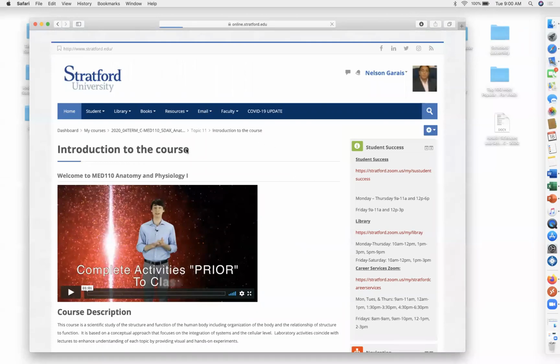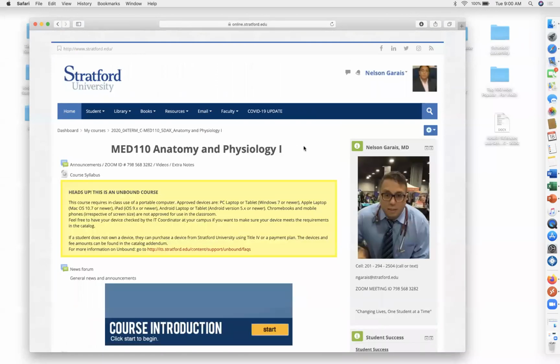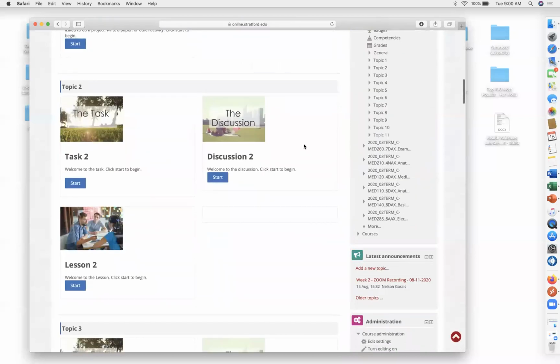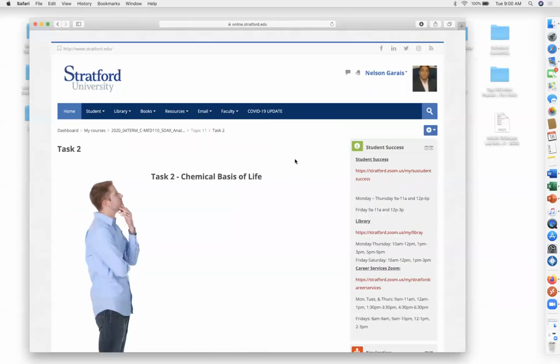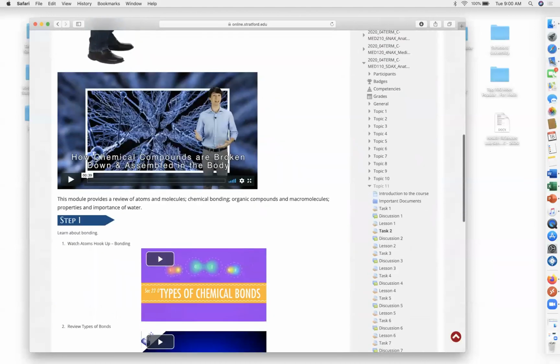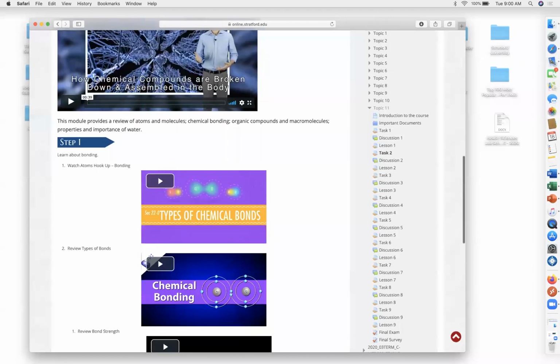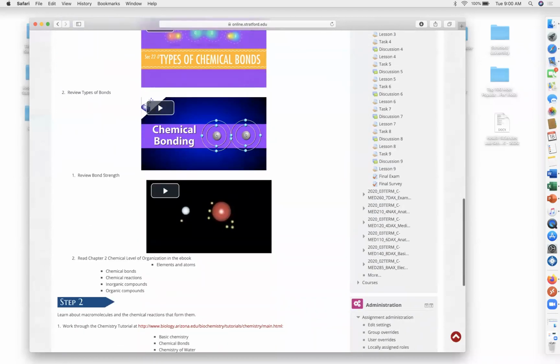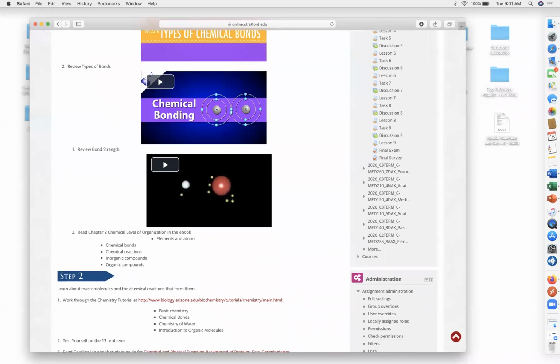Just as a recap from last week, what is due today? Task 2, discussion 2, lesson 2. We're going over the basis of life, all the bits and parts of which make us us. And we went over chemical bonds, the different kinds of chemical bonds. Go over that PowerPoint. It has some nice pics in there. The videos are also good.